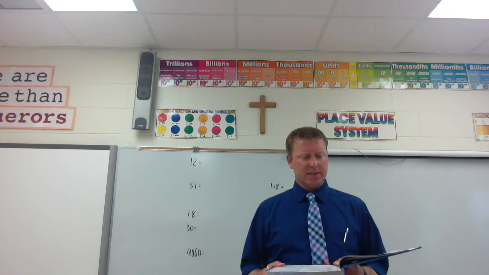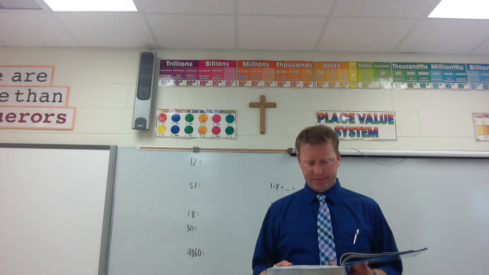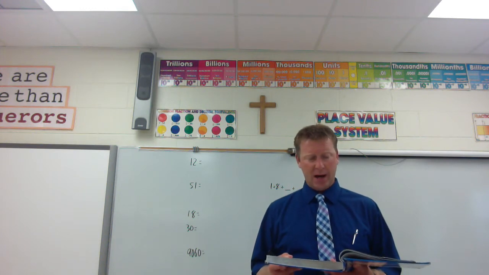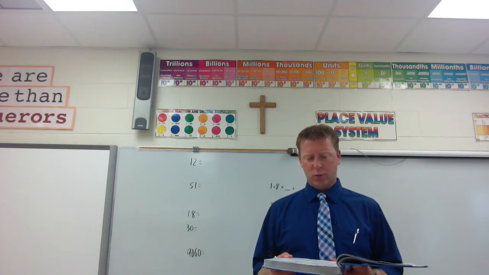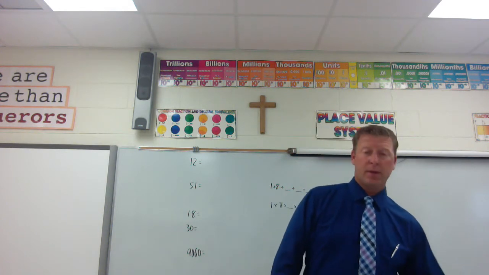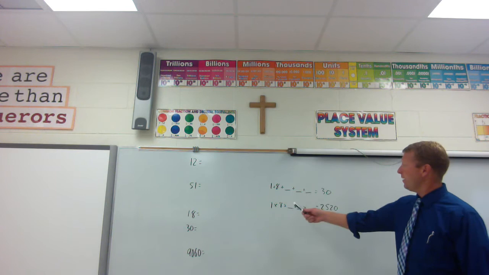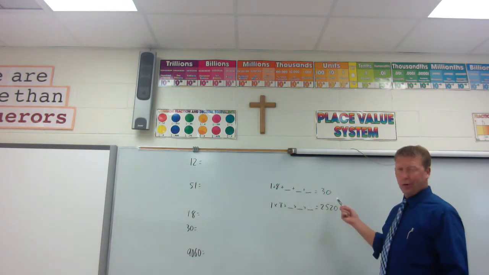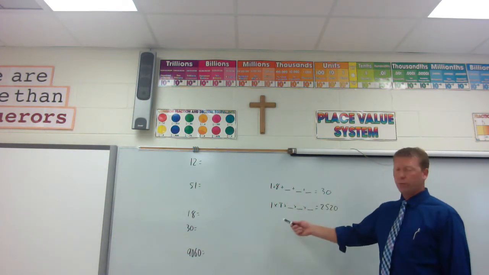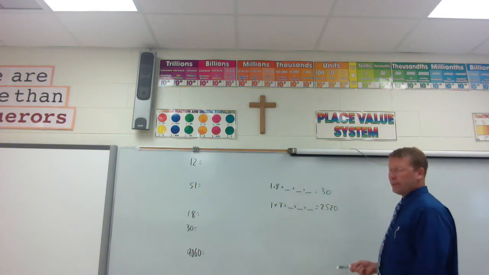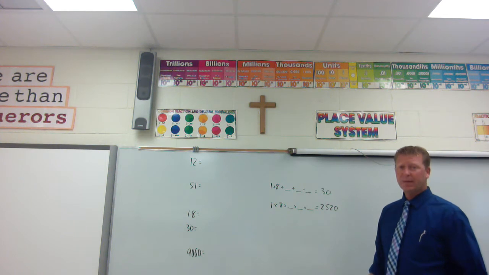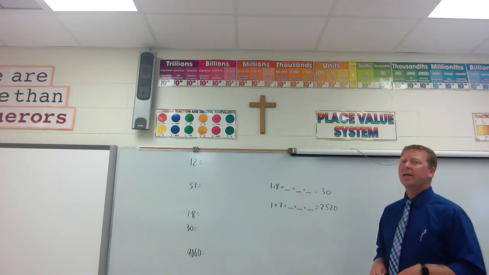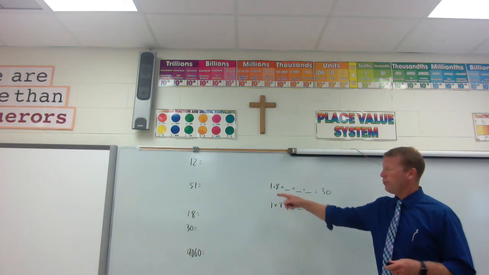The problem solving says this: the sum of 5 different single-digit natural numbers is 30. The product of those same 5 numbers is 2,520. 2 of the numbers are 1 and 8. What are the other 3 numbers? So I wrote on the board here, 1 plus 8 plus I don't know what those 3 numbers are equals 30. When I multiply them, I got 1 times 8 times I don't know what those 3 numbers are equals 2,520. Now what I do know is they're single digit and they're all different, so I can't use 1 or 8 again.